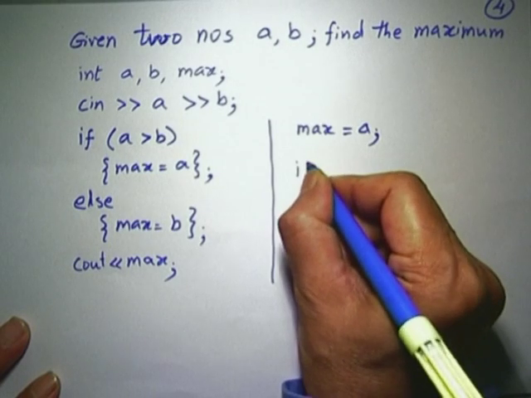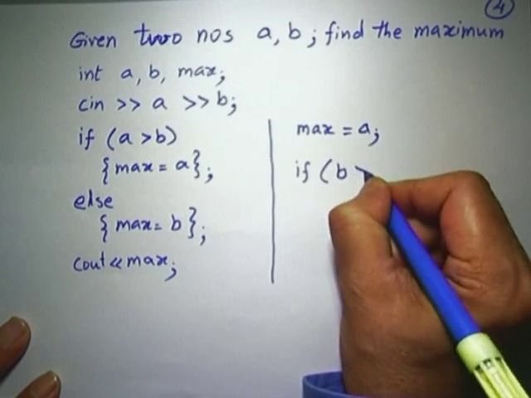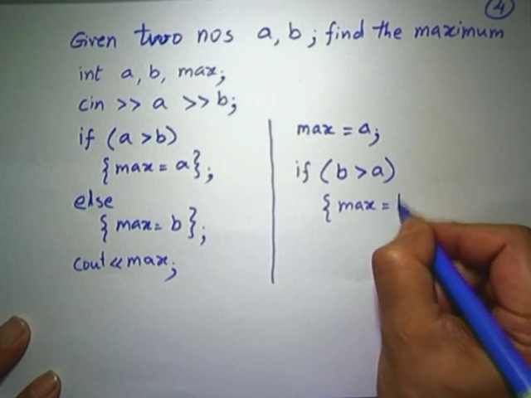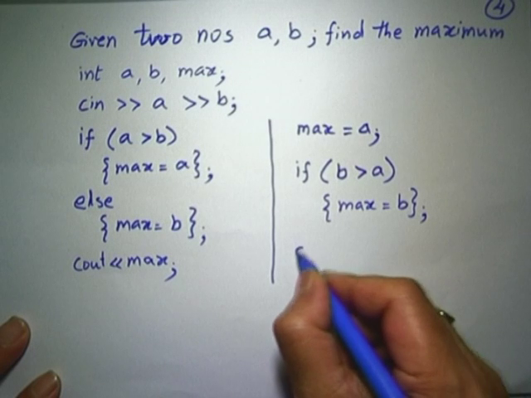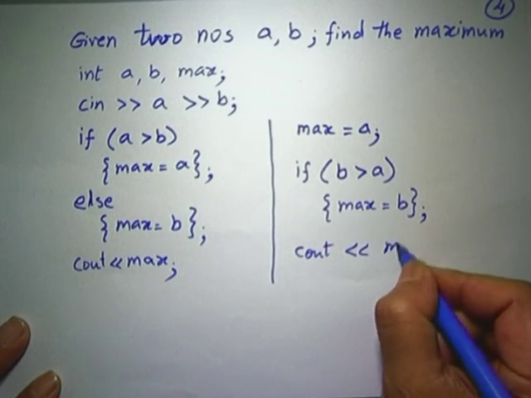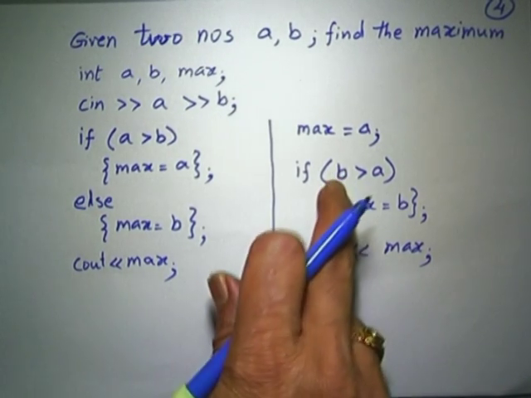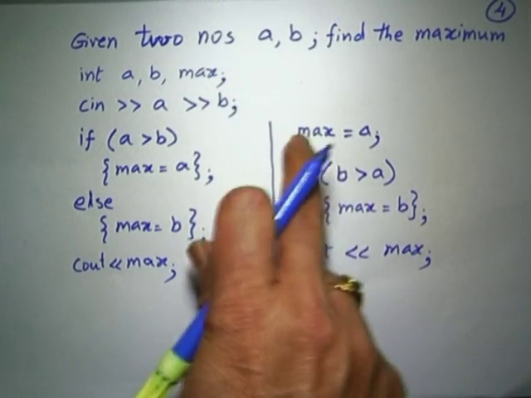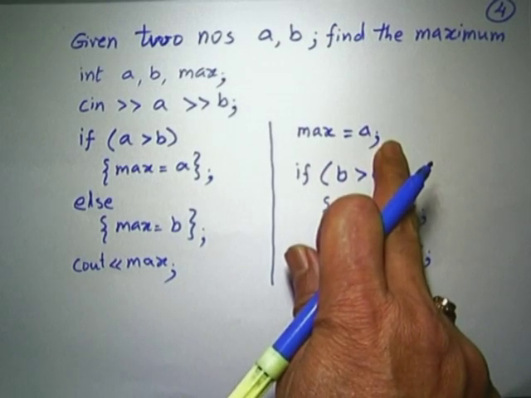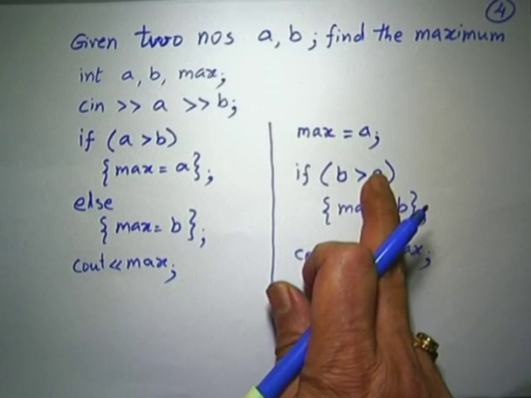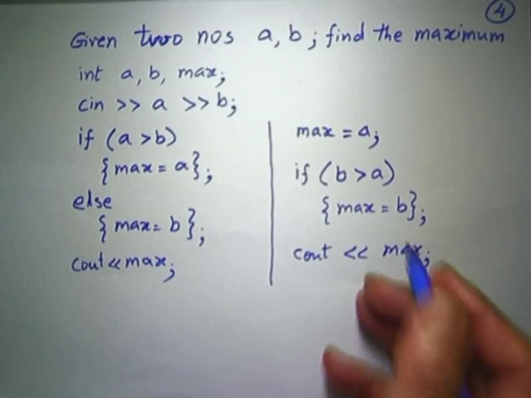So what will be my if statement? If B greater than A, max is equal to B. Notice that this variation of if does not have an else statement or a false path at all. It is not required. Why? Because I am originally assuming that this condition is false and I am writing this assignment statement directly. So max is equal to A. If however B is greater than A, then I reset max to B. If B is not greater than A, then this statement will never be executed. So when I come out, I will print the correct value of max.